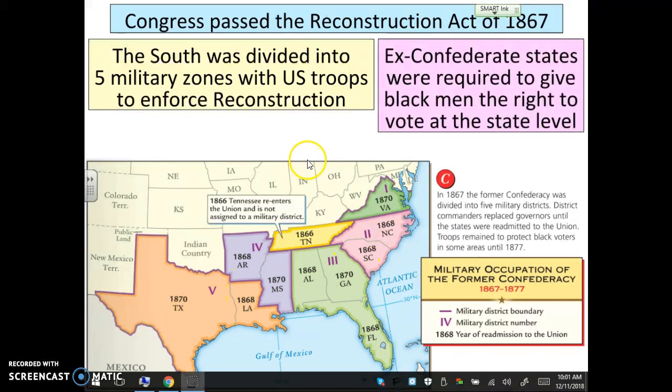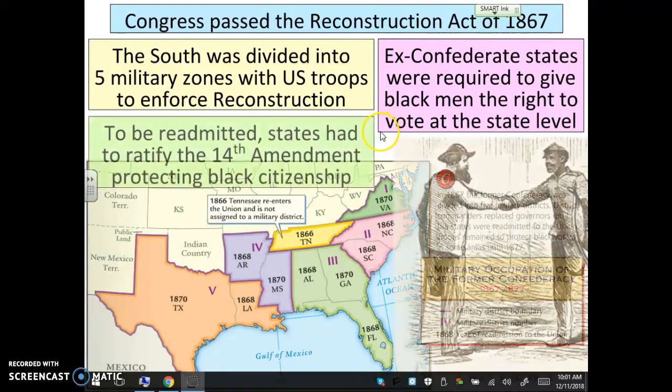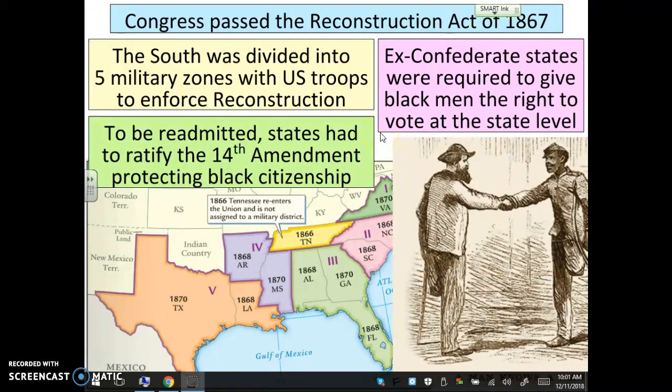Now, with that, the military will go down and enforce, almost like a National Guard type or a police force, making sure that black men are given equal rights under the 13th and 14th Amendments in the different states of the South. Ex-Confederate states were required to give them the right to vote at the state level. To be readmitted, the states have to ratify the 14th Amendment protecting black citizenship. So the same things that Andrew Johnson does not want are being forced in order to get these southern states readmitted under the Reconstruction Act.